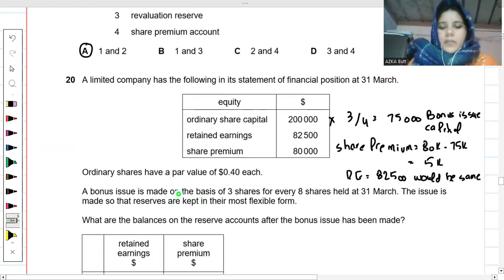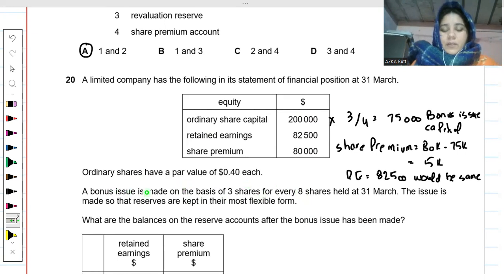A bonus issue is made on the basis of 3 shares for every 8 shares. It means this company issued a bonus issue on the basis of 3 shares for every 8 shares. If you are holding 8 ordinary shares, you will get 3 shares of bonus issue. The issue is made so that reserves are kept in their most flexible form. What are the balances on the reserve accounts after the bonus issue has been made?